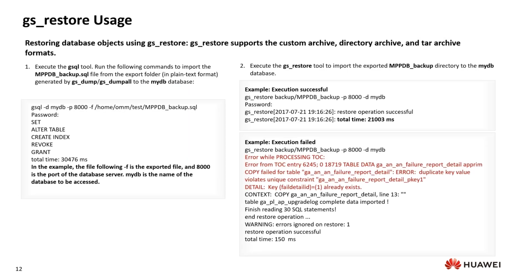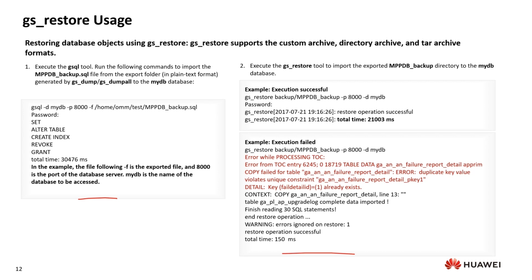Next, let me explain how to use the gs_restore tool. The gs_restore is used together with gs_dump. A file exported using gs_dump can be in plain text format or the other 3 formats. We can use gsql to import files in plain text format, and we can use gs_restore to restore files in these other 3 formats to the database.